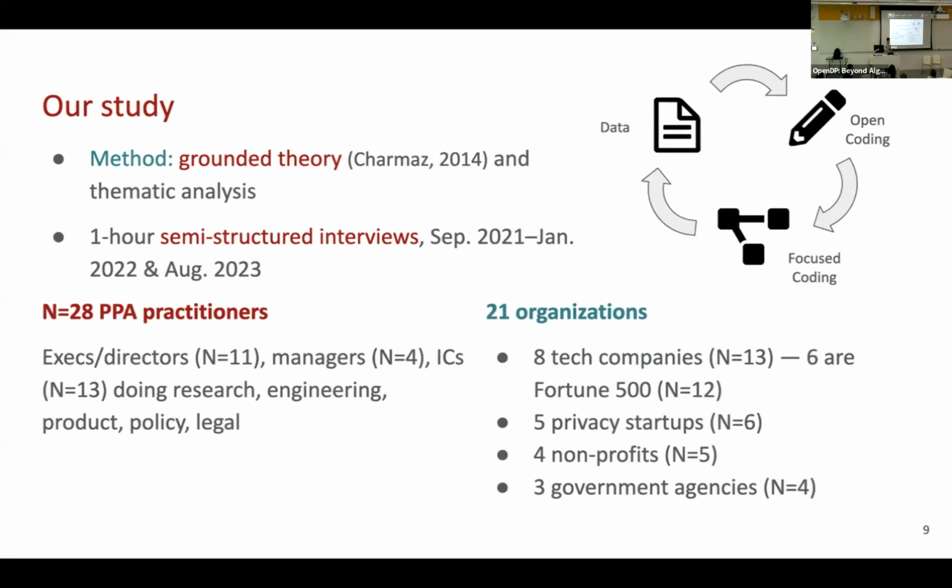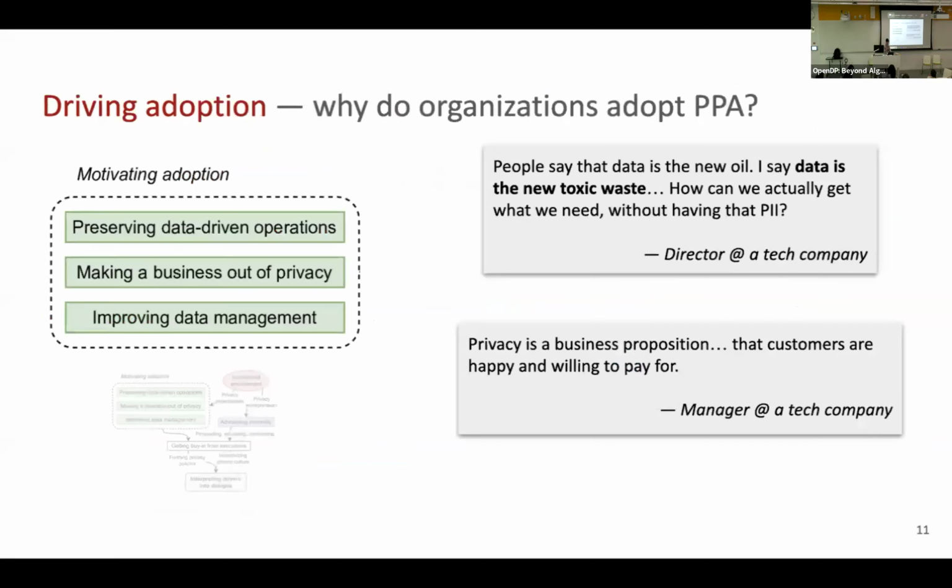Managers, also individual contributors doing research, engineering, product, policy, legal. So we tried to get a lot of people across the different groups that we've talked about. And we tried to get a bunch of different types of organizations: tech companies, privacy startups, nonprofits, and also government agencies. And we sort of organized our analysis into 3 parts.